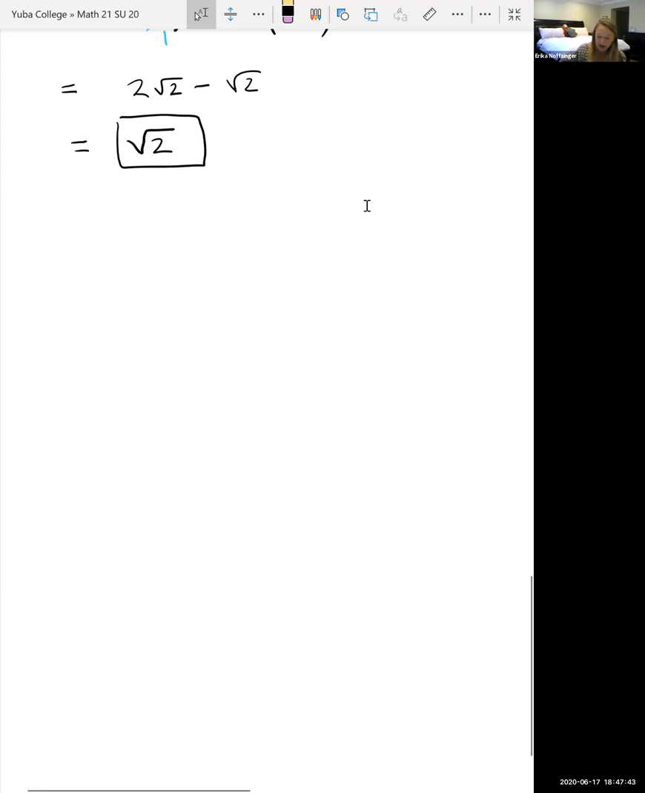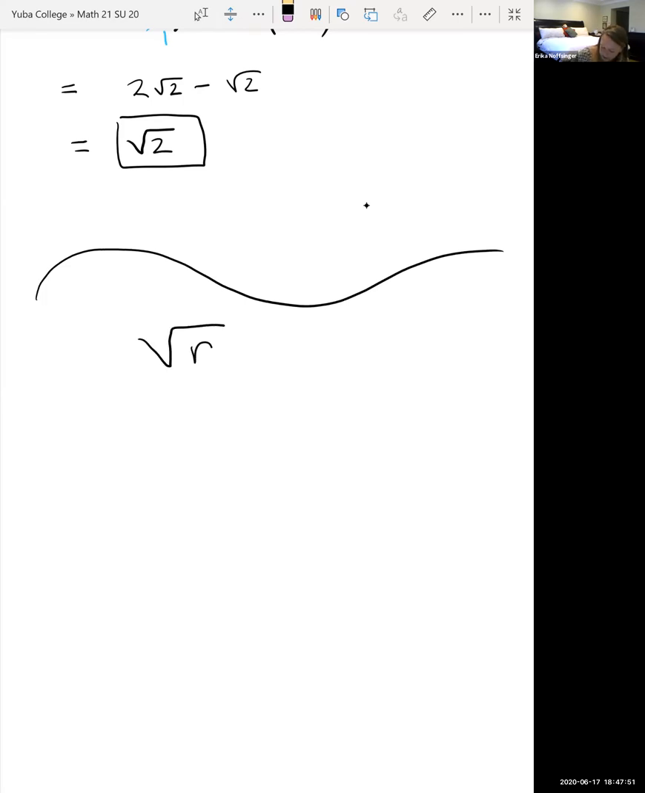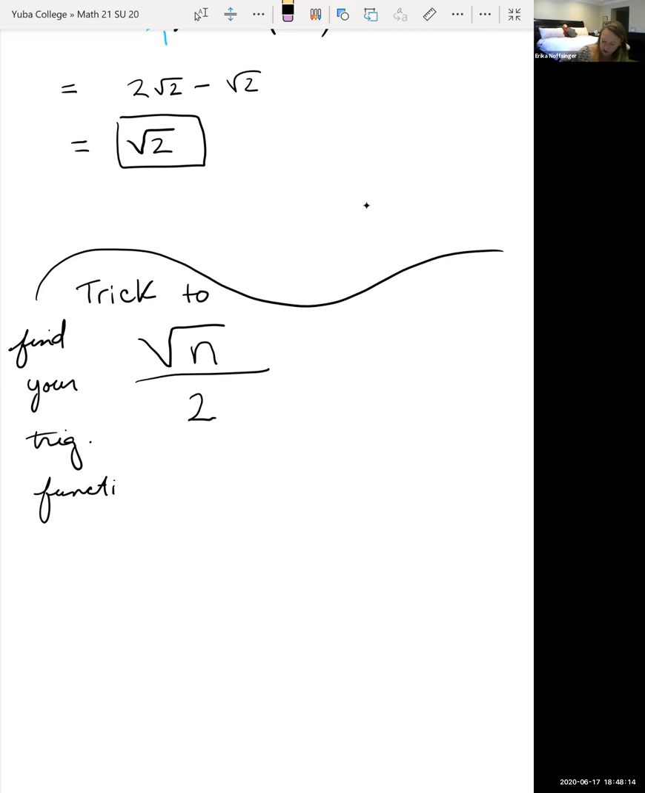Actually, before I do that, the formula you're going to use to find these trig functions is going to be the square root of n all over 2. So this is a trick to memorize or to find your trig functions. Well, not really. Well, find sine and cosine. And remember, if we know sine and cosine, we can find the other ones.